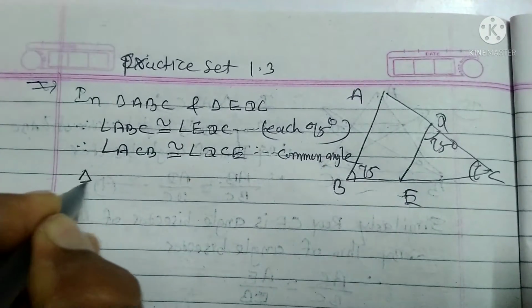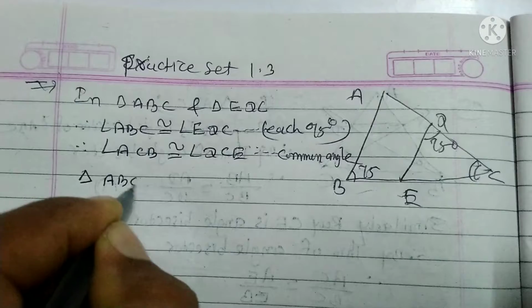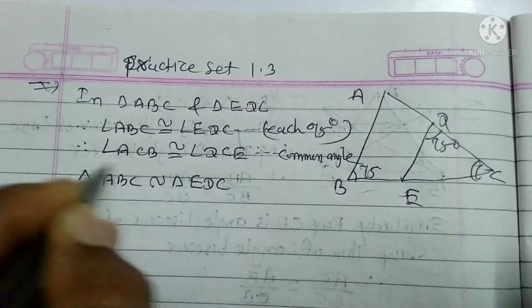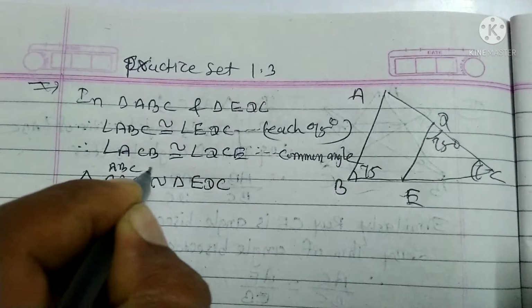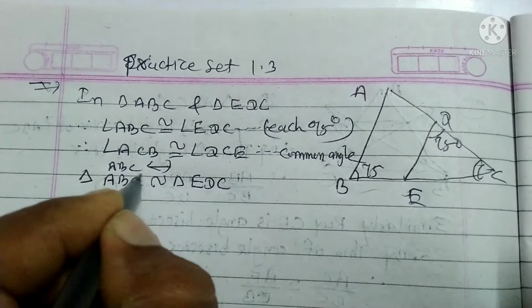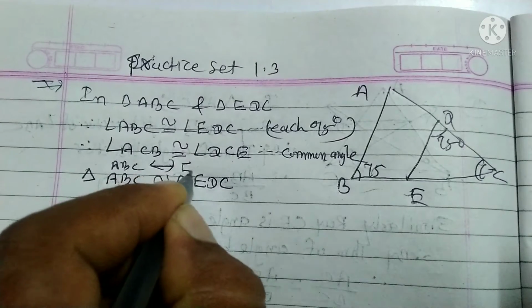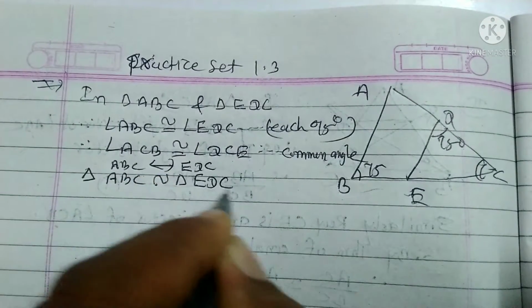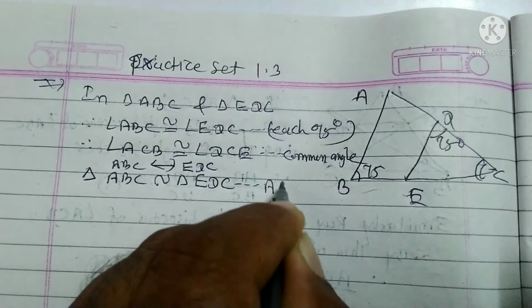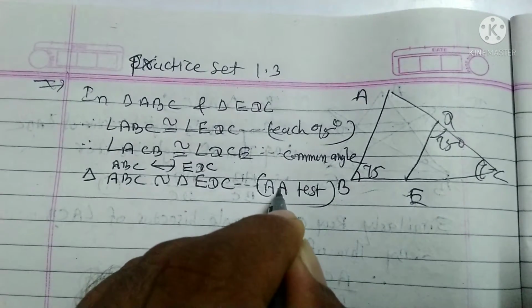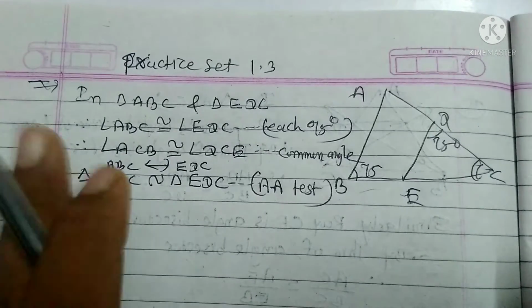So triangle ABC is similar to triangle EDC, with ABC and EDC in one-to-one correspondence. So the two triangles are similar by the AA test. Mostly we can use the AA test, not the AAA test.